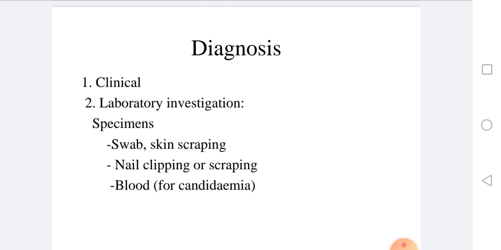The swab, actually, it is a piece of small cotton wool wrapped at the end of a small thin wooden stick so as to sample the moist area. You are going to see the swab later, especially in bacteriology. Then in dry areas, you take skin scraping. In the nails, you take nail clipping or scraping. Also you can take blood or CSF in case of candidemia.